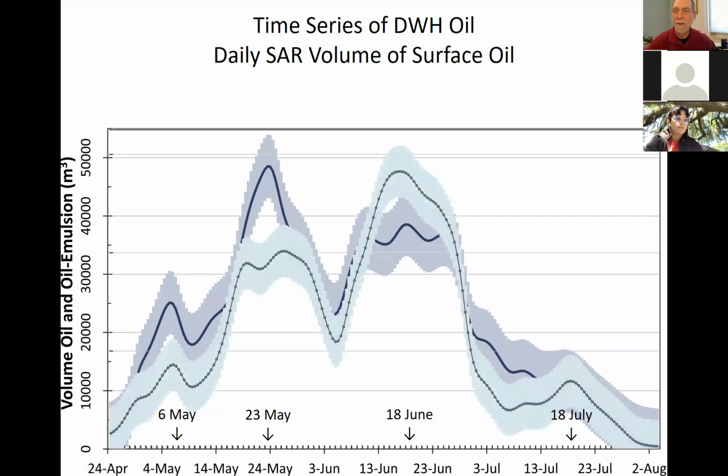And so who knows, what's the trade-off? More oil in the water versus less oil spread out over a larger area. Personally, I think you have to evaluate this when you think about the best way to treat it.